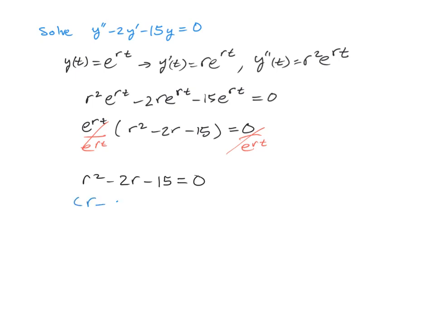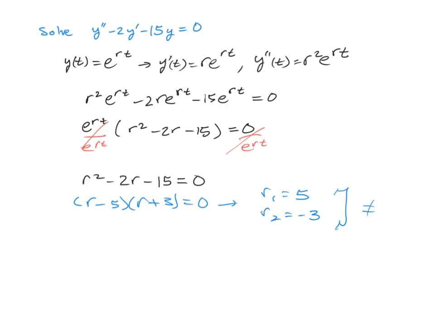This is going to be an r minus 5 times an r plus 3. That's equal to 0, giving the two r values of positive 5 and a second value, which is negative 3. It should be noted that these two numbers are distinct and they are real. So therefore, we're going to have the simple exponential case for our general solution.